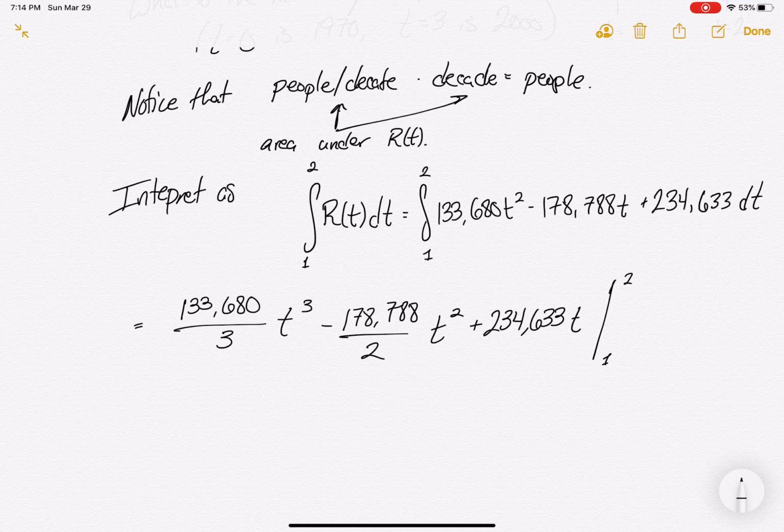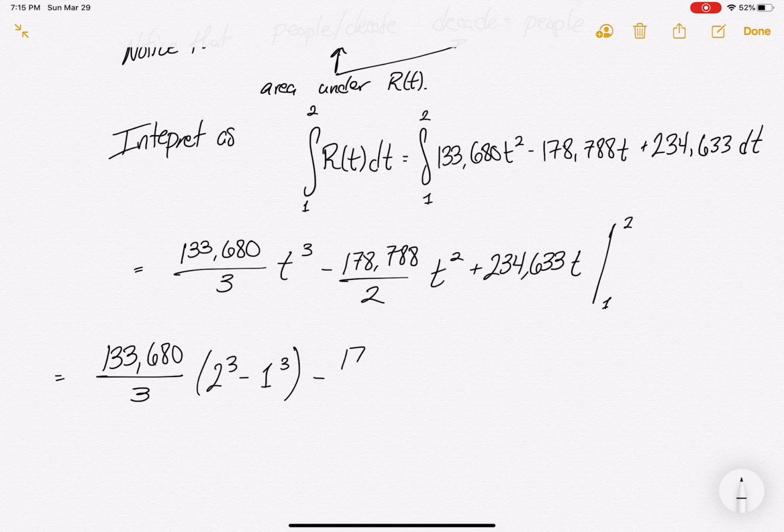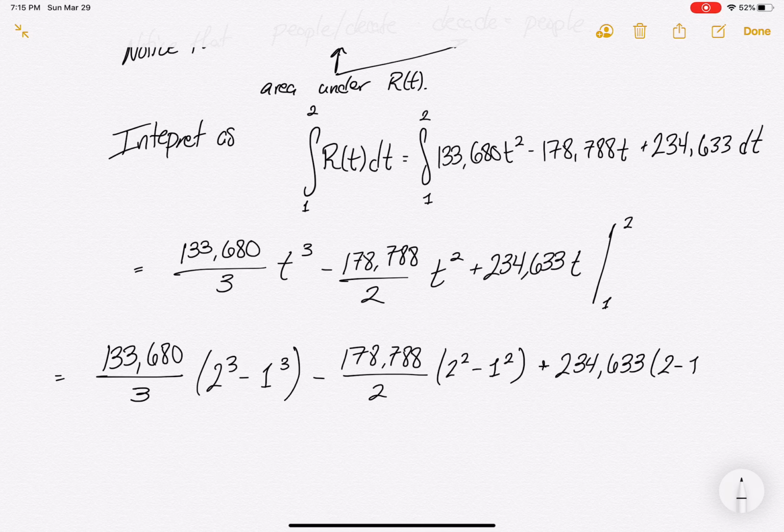And so I just plug a 2 in, and I subtract plugging a 1 in. So I'm going to write it maybe in a little weird notation. I'm going to write this as 2 cubed minus 1 cubed. Hopefully you guys can see why this still works. 2 squared minus 1 squared, plus 234,633 times 2 minus 1.